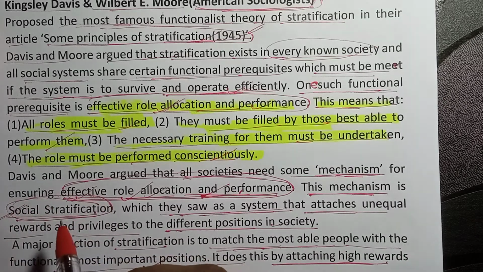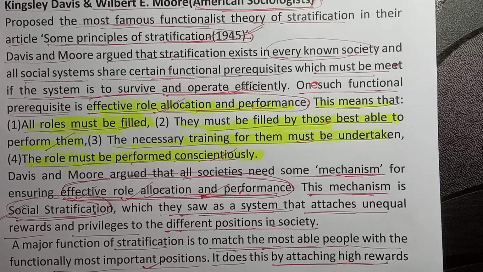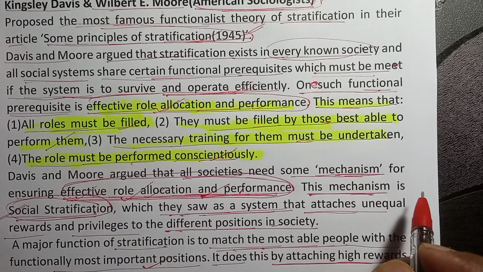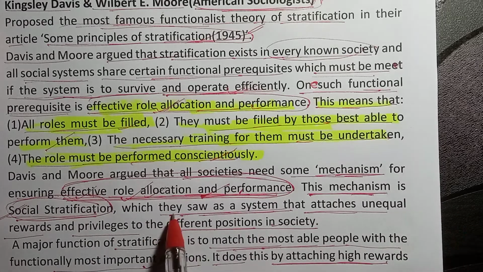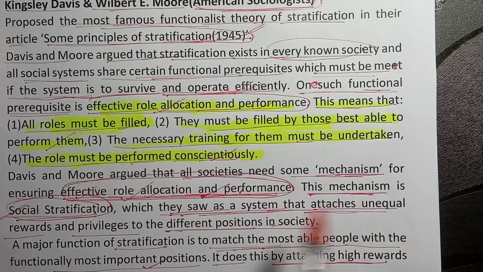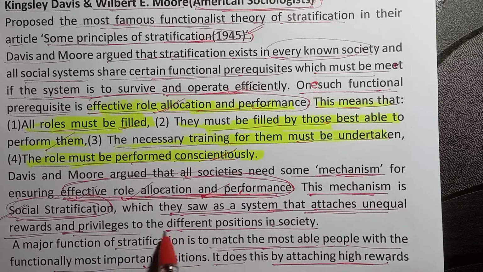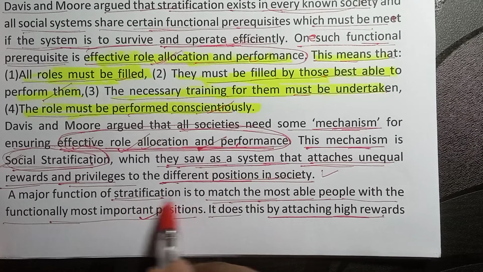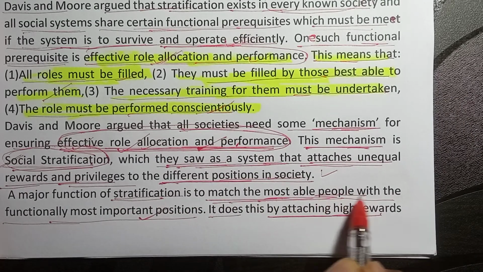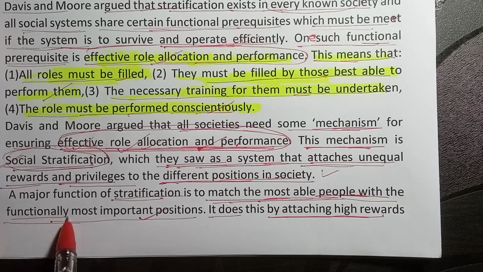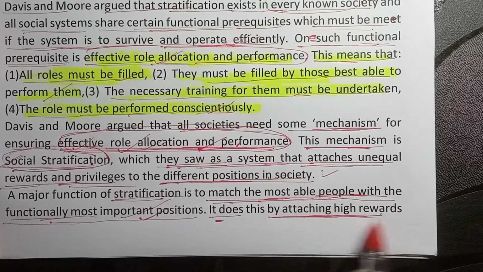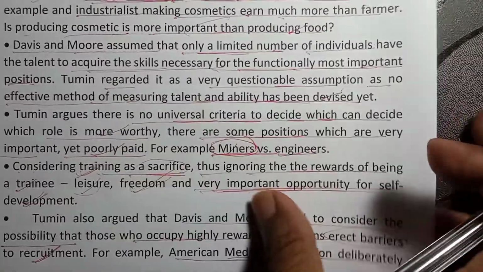So according to them, social stratification is a mechanism for ensuring effective role allocation and performance, which they saw as a system that attaches unequal rewards and privileges to the different positions in society. A major function of stratification is to match the most able people with the functionally most important positions. It does this by attaching high rewards to those positions.